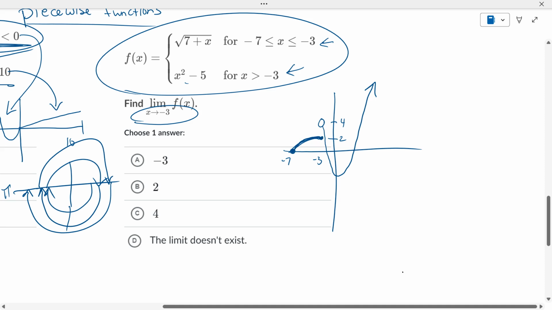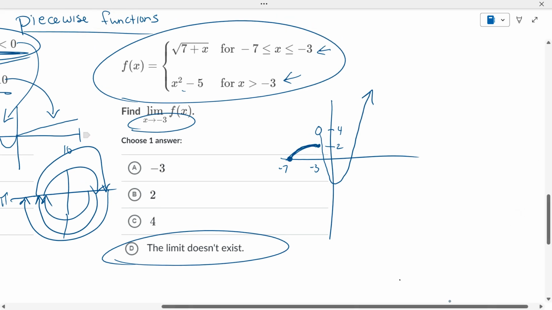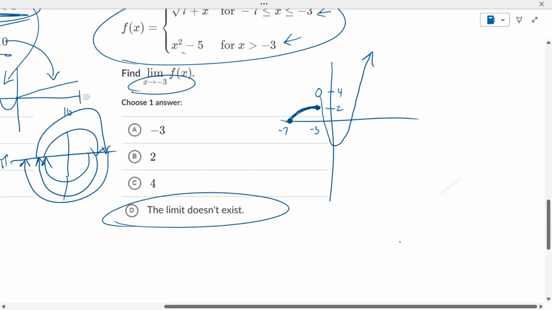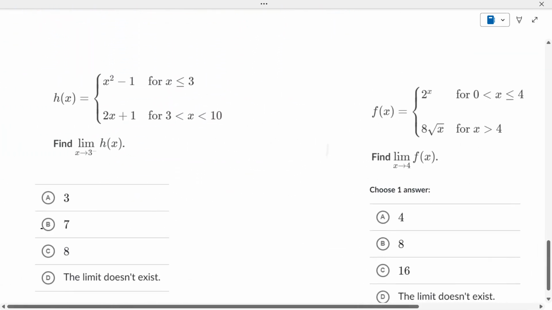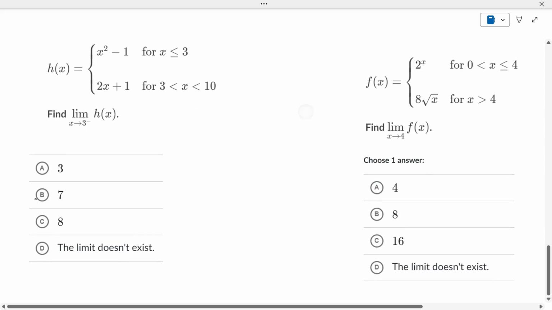Now, what's the limit as we approach -3? Well, from this side it approaches 2. From this side it approaches 4. So what do we know about that limit? The limit does not exist because there's a jump discontinuity there. It jumps from here up to here. The limit does not exist. Okay? Piecewise functions. They make you think a little bit more.